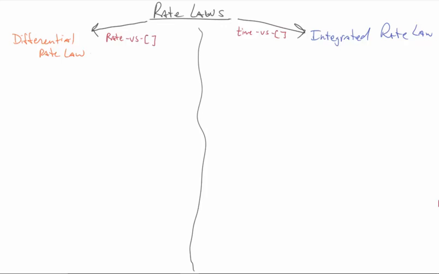So if we're looking at a very general reaction, like A plus B gives me C, the generic form of the rate law equation is: rate is equal to my rate constant times the concentration of A raised to some power times the concentration of B raised to some power. It's very, very important that you understand the exponents there are my reaction orders. So X is the order of reactant A, and Y is the order of reactant B.